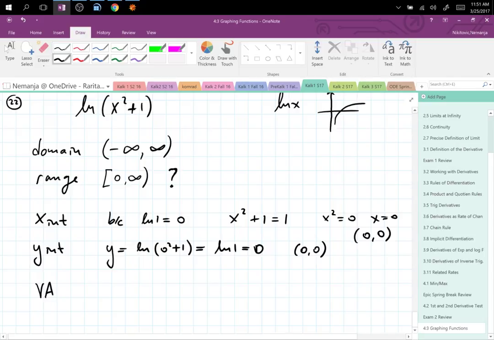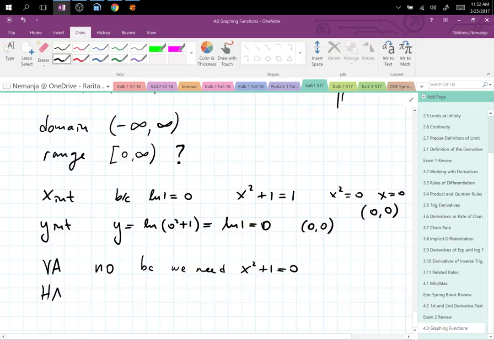So how about a vertical asymptote now? No. We don't have a vertical asymptote because we can't make the argument 0. Here, we need x squared plus 1 to be equal to 0. But you can't get that with real numbers. You can get that with i on a complex plane. So vertical asymptote is nope.